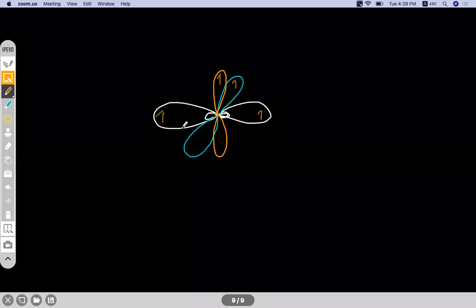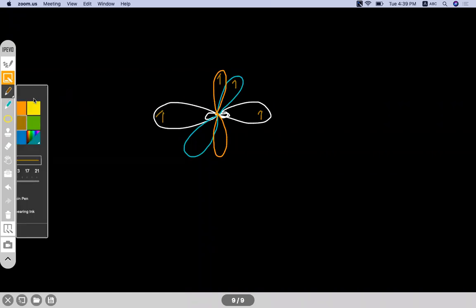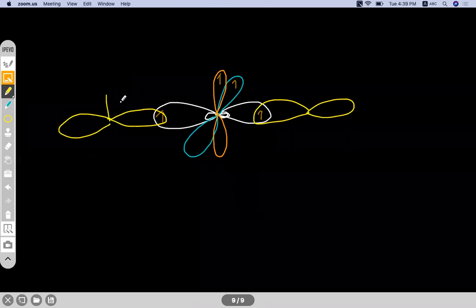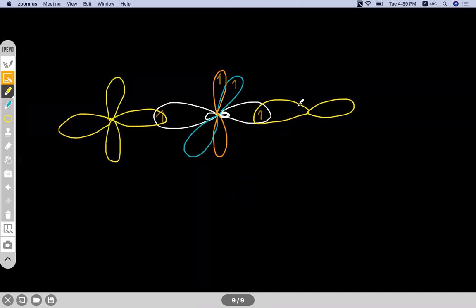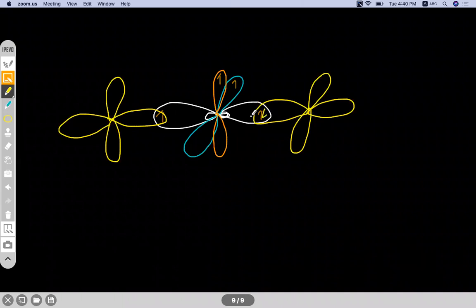Now oxygen has 2p orbitals which have 1 electron each. So one of the p orbitals is this, and another p orbital is this, for example. One p orbital is this, and the other one is this for one oxygen atom, and this is the other one for the other oxygen atom. So this p orbital has one electron, this p orbital has one electron. All these orbitals have equal electrons.